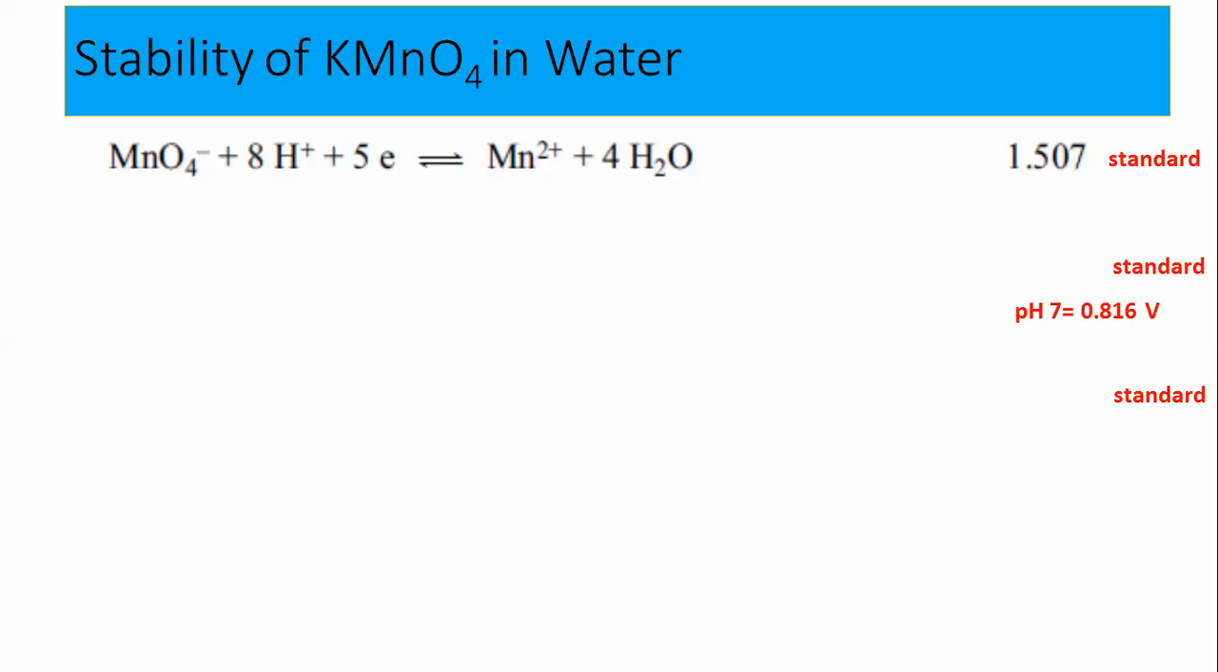So KMnO4 means the MnO4 half cell. If I ask what would be the half cell of water to be considered to discuss the stability of KMnO4, what would be your answer? So minus 0.8277. Let's hear more. So 1.2291. Okay.